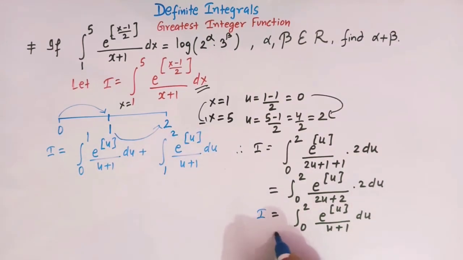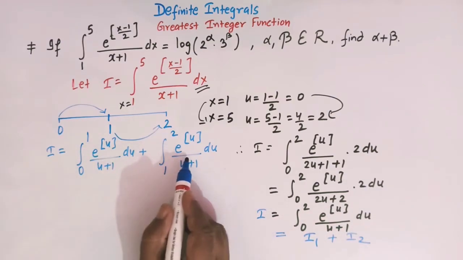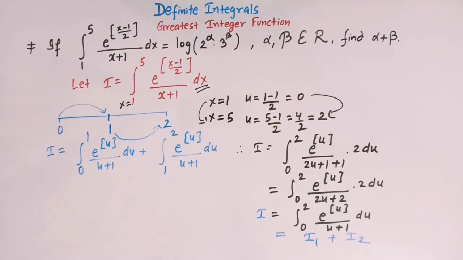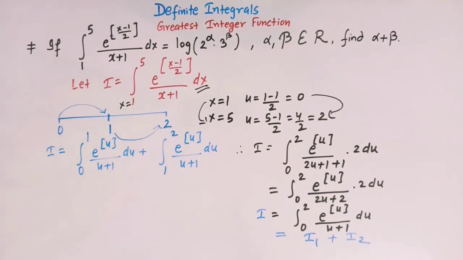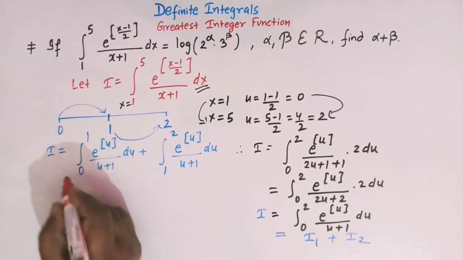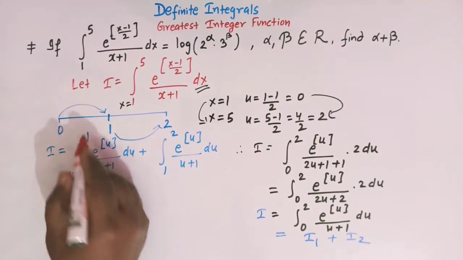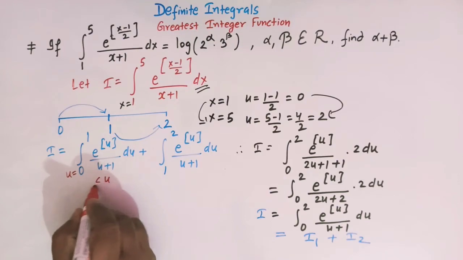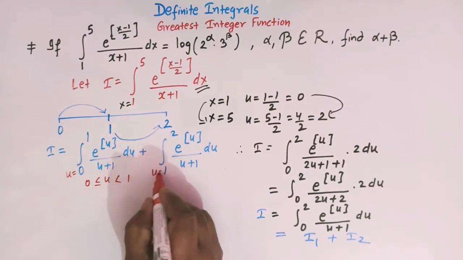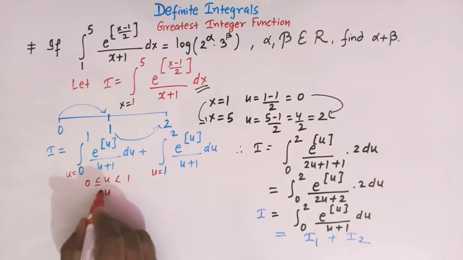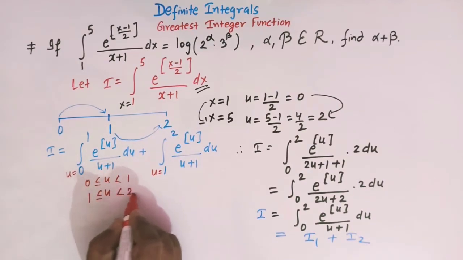So what we have done, we have split this integral as a sum of two integrals, right? So this is I1 and this is I2. So now let us apply the definition of greatest integer function over here, right? See here, u varies from 0 to 1, that is u is greater than or equal to 0 but less than 1, and here u varies from 1 to 2, right?